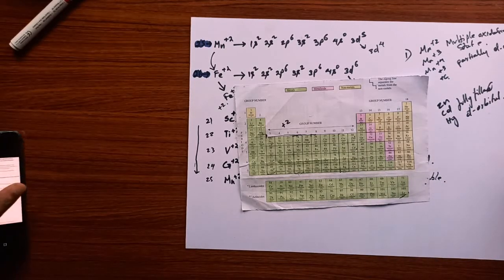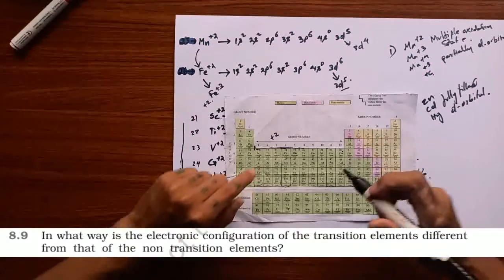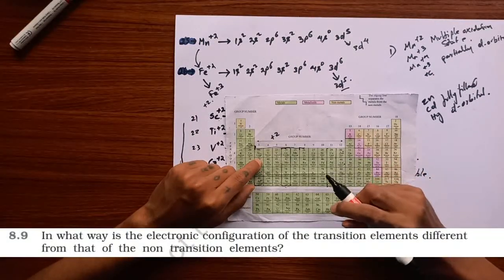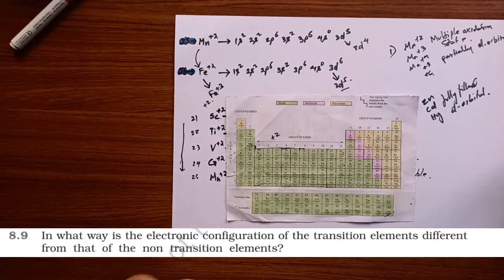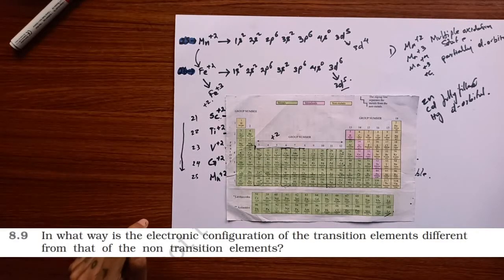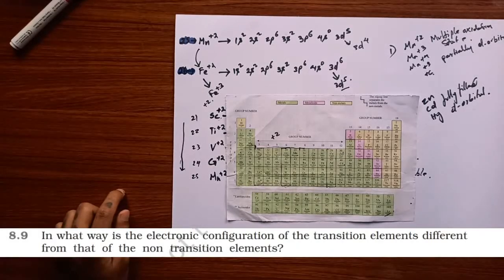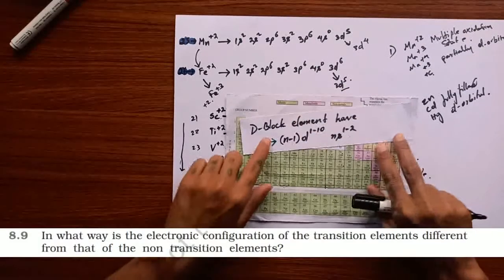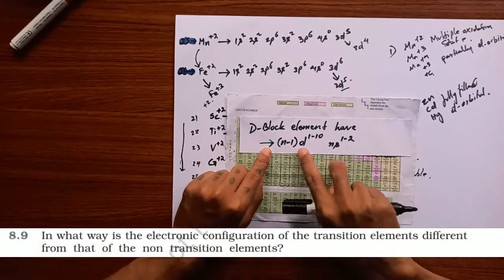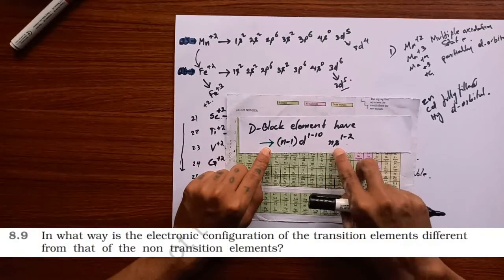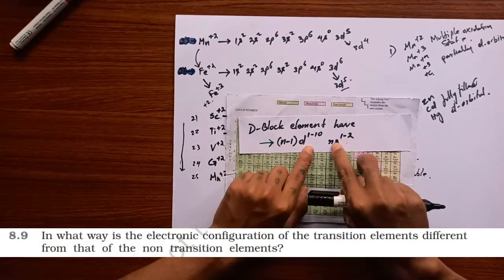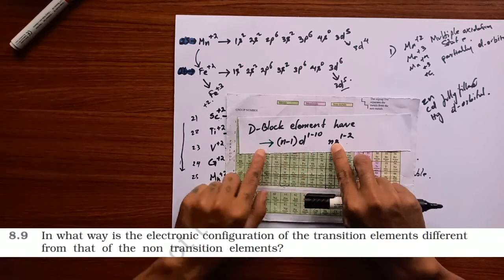Alright, let's take a look at the last one. Here we have 8.9. In what way is the electronic configuration of the transition elements different from that of the non-transition elements? It's basically talking about the other blocks like the s and p blocks. The general electronic configuration of the d block elements, the transition elements, is something like this. We have (n-1)d 1 to 10, ns 1 to 2. Here n represents the number of the shell.